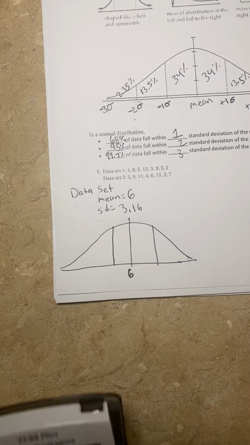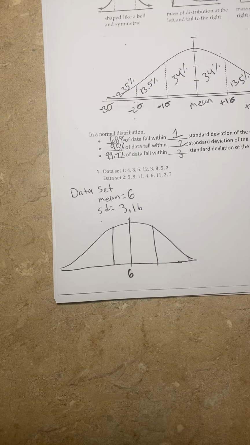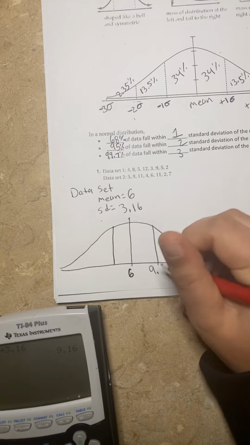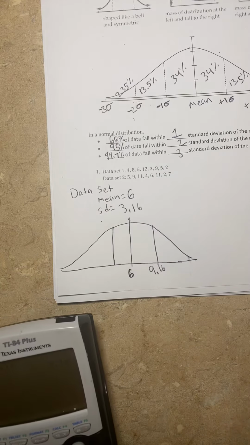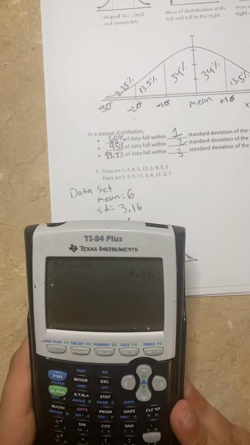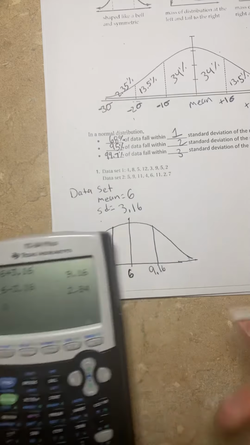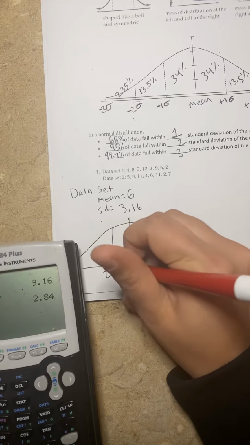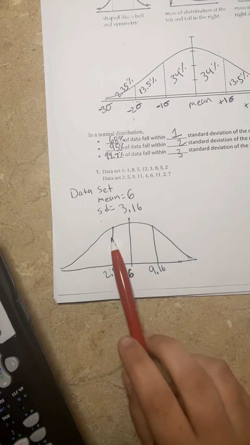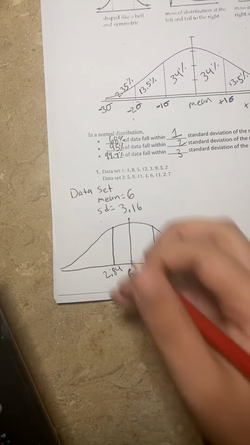Oh, yeah, 6 plus 3.16, okay. So 6 plus 3.16, just checking behind myself for a second. So that gives me 9.16 here, okay? And then I'm going to subtract 3.16 to get my other side. So 6 minus 3.16 gives me that 2.84, okay? So that means all of my data lies between these two numbers, or not all of it, but 68% of my data lies between those 2 points.